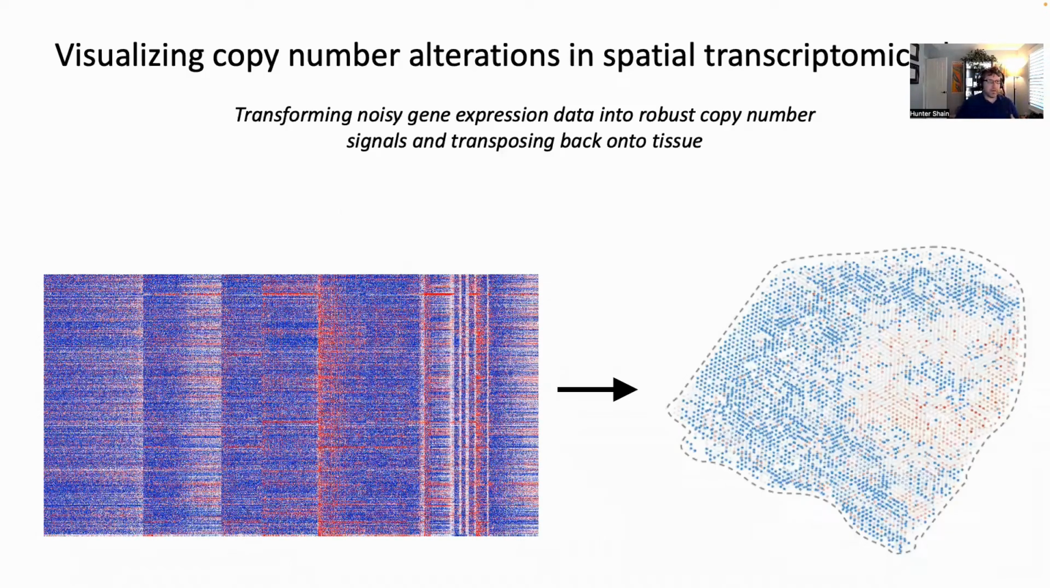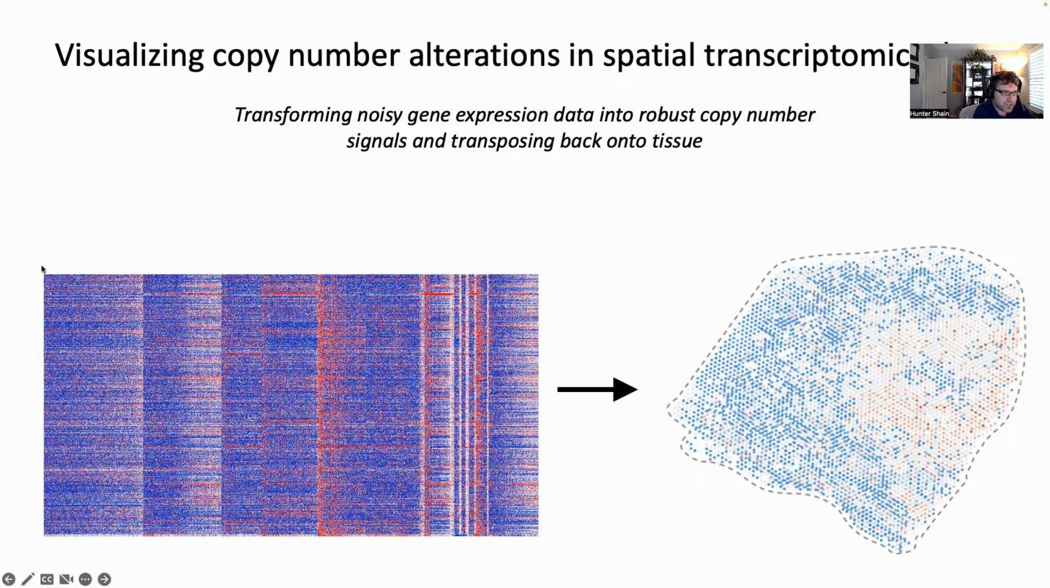Today, I'd like to tell you how we visualize copy number alterations in spatial transcriptomics data. And I hope you can appreciate in this initial slide, there is a gene expression matrix here. Each column corresponds to an individual spot from a spatial transcriptomics array, and each row corresponds to a gene.